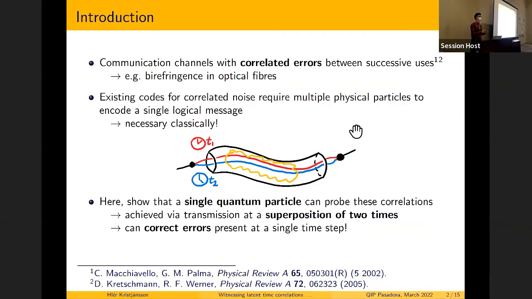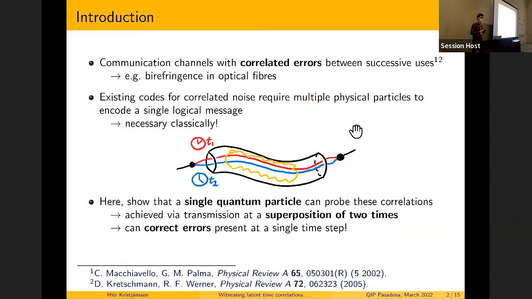So let's consider a standard communication scenario between a sender Alice and a receiver Bob through some transmission line. We can imagine that Alice wants to communicate some information to Bob, so she will encode her message in the internal degree of freedom of some particle, for example, in the polarization of a single photon. And then in order to send a message to Bob, she will send a succession of particles through this transmission line, which will be noisy in general, and in general will have some correlated noise.